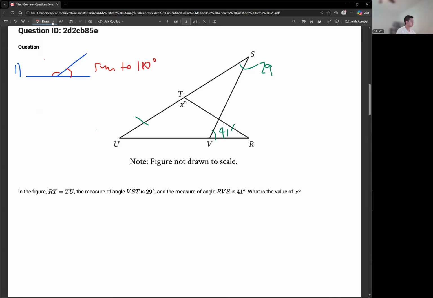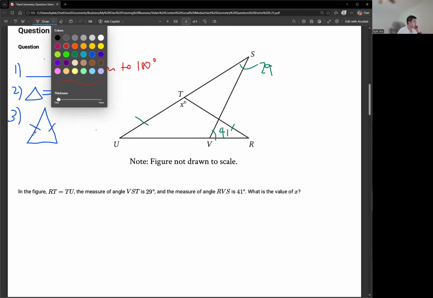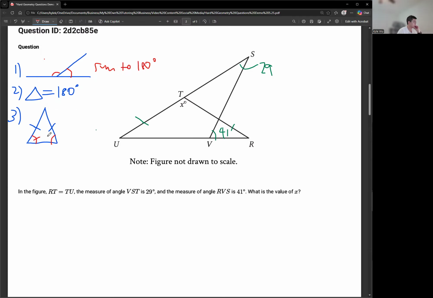That's the first thing. The second thing I'm going to take advantage of is that all the angles of a triangle sum up to 180 degrees. The last thing is that if two sides of a triangle are the same length, which is what we have here, RT equals TU, then their base angles are going to be the same as well.